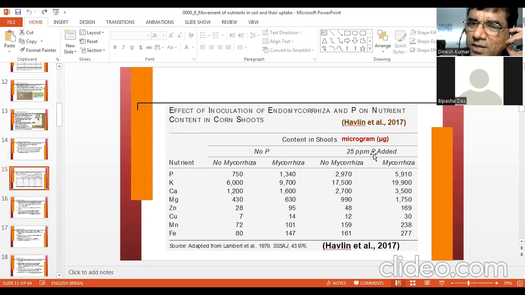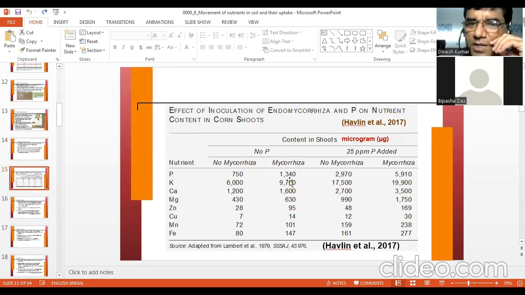25 ppm means around 50 kg P per hectare was applied. 25 ppm roughly means 50 kg. You multiply by 2, that will give you kg per hectare, or you can multiply by 2.24 exactly to get the phosphorus applied. So 25 ppm P was added. There are two cases, without P and with P.